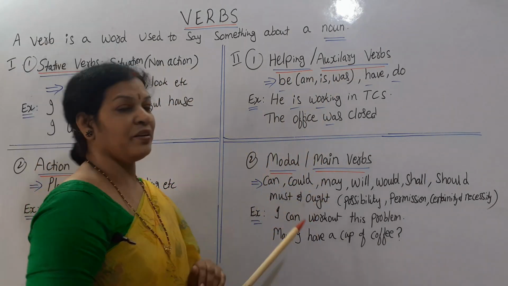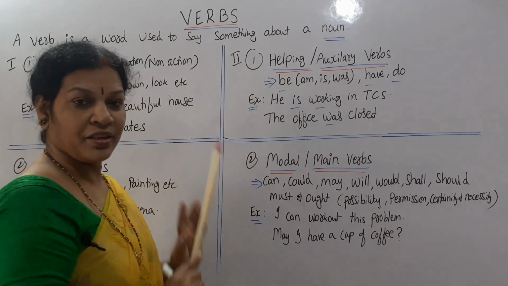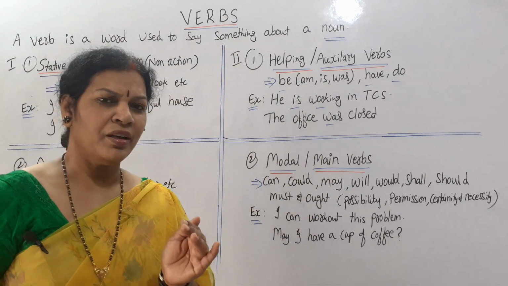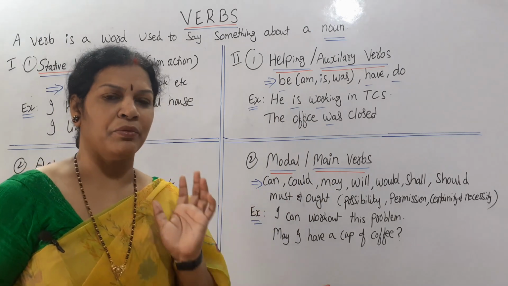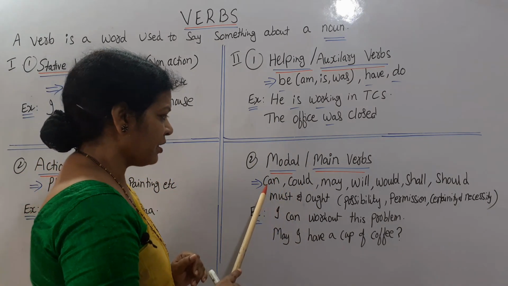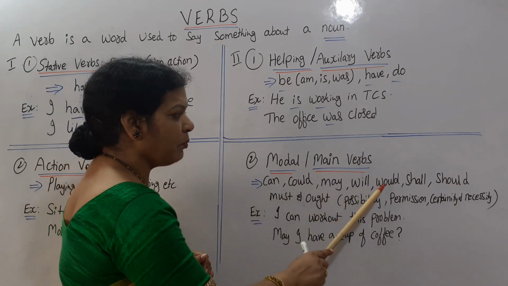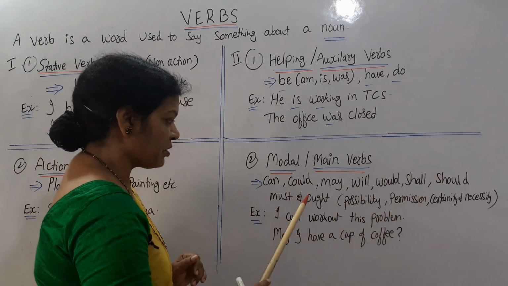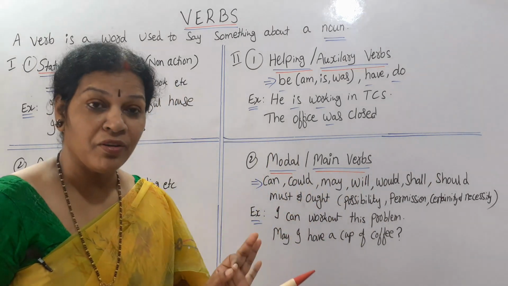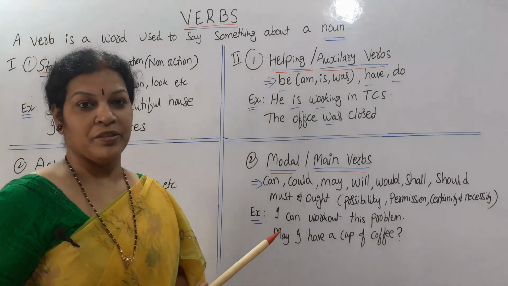Next, the fourth one, or the second one, is modal or main verbs, which are supportive to the main action. Example, you can take can, could, may, will, would, shall, should, must and ought. These we call modal verbs or main verbs.